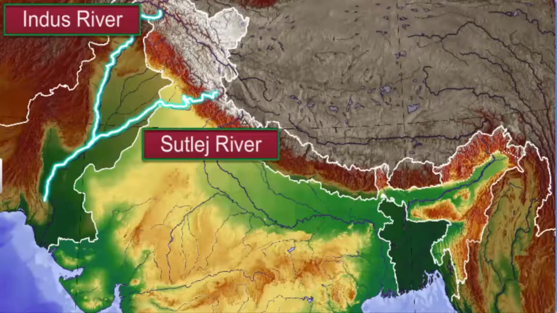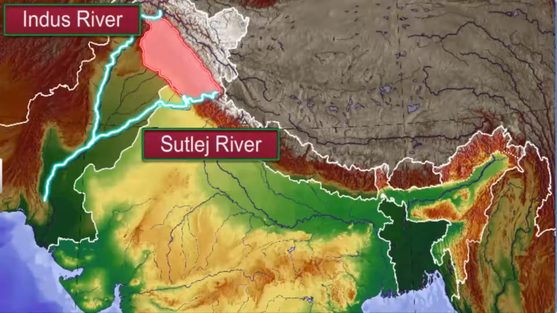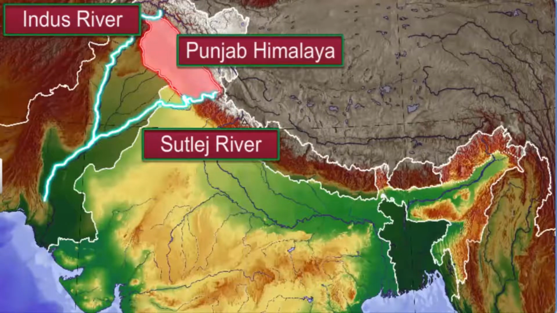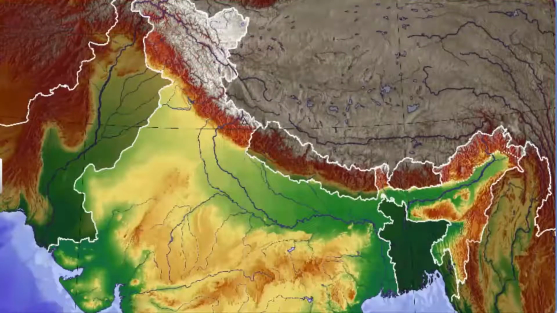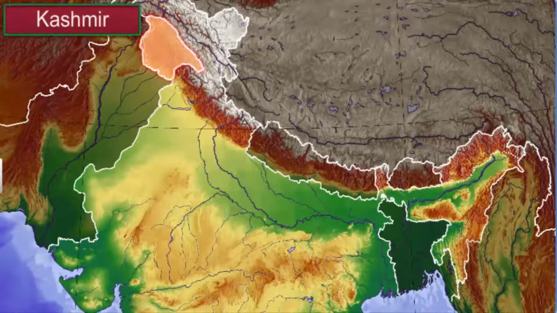This area has been traditionally known as the Punjab Himalaya. Nanga Parbat is the highest peak in Punjab Himalaya. However, on the basis of regional divisions of the Himalayas, locally it is also called Kashmir in the west and Himachal Himalaya in the east.